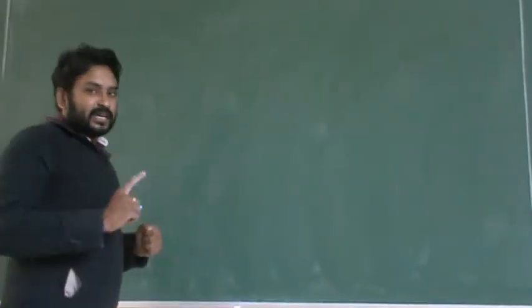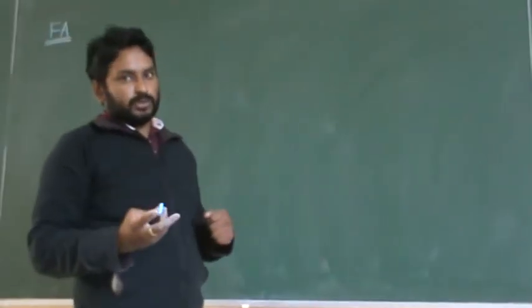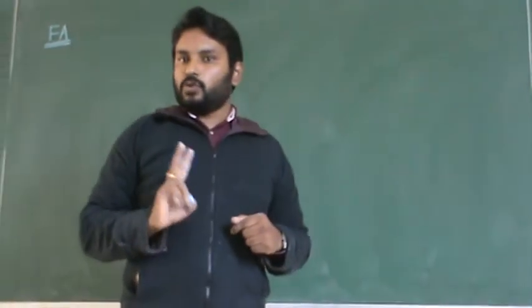Let me design the full adder. So how to write the full adder? So we all know that full adder will be having the 3 inputs and the 2 outputs. Half adder was having 2 inputs and 2 outputs, right? So the full adder will be having 3 inputs.